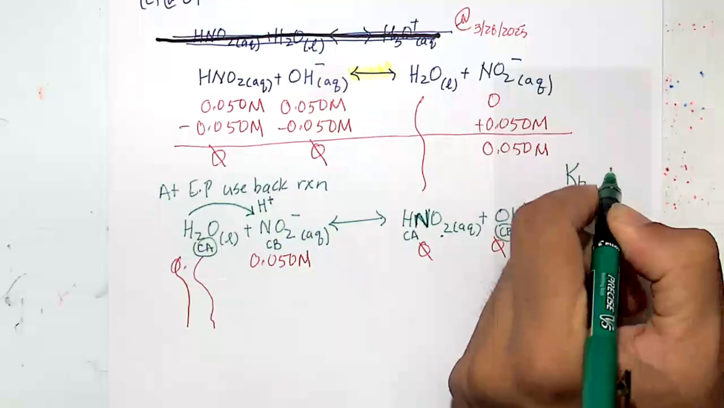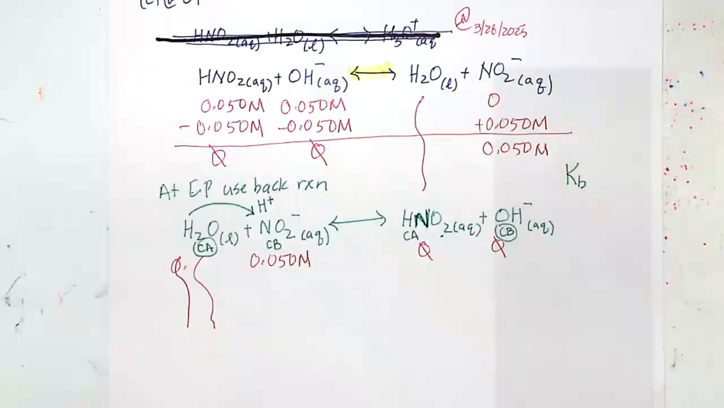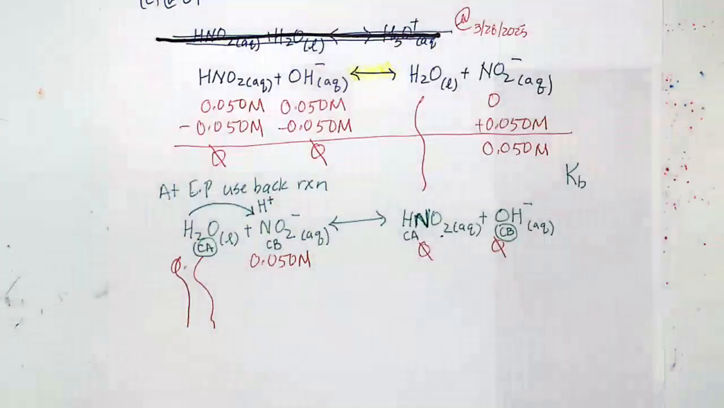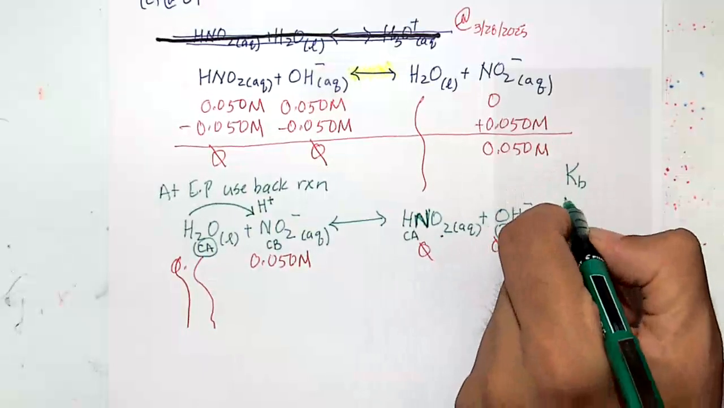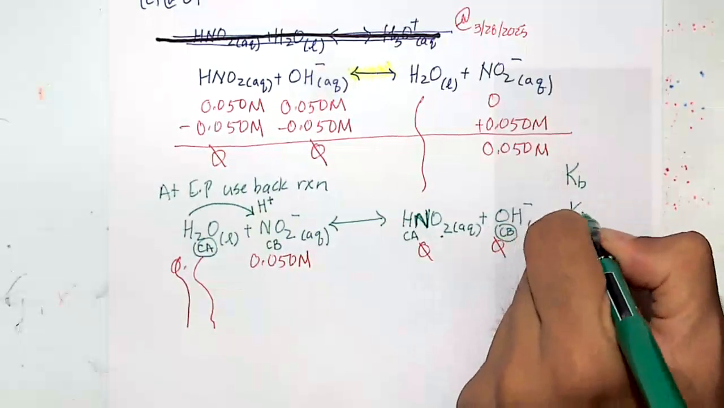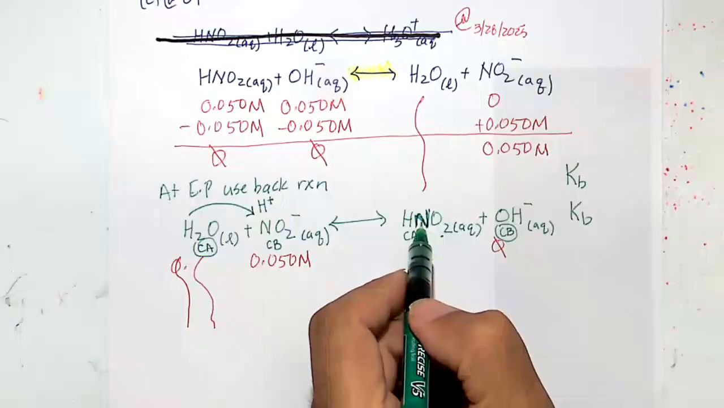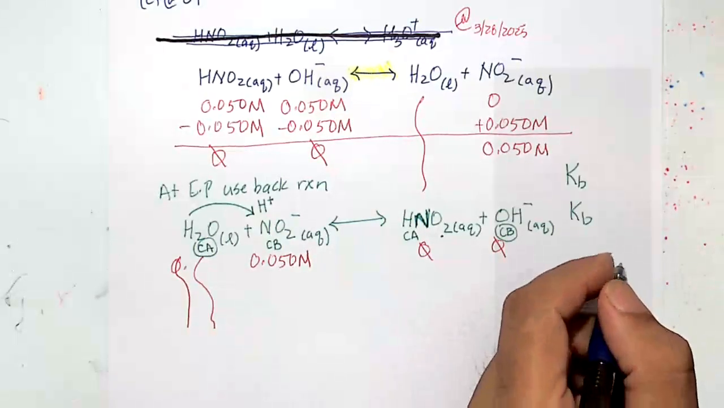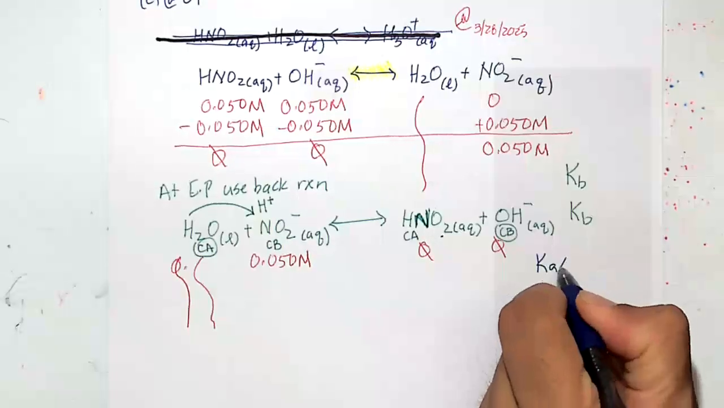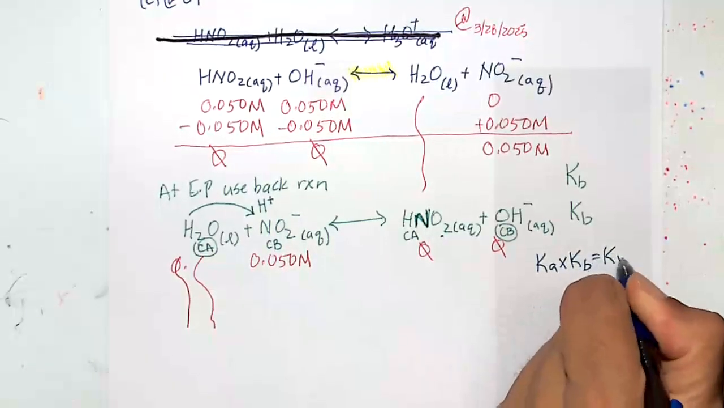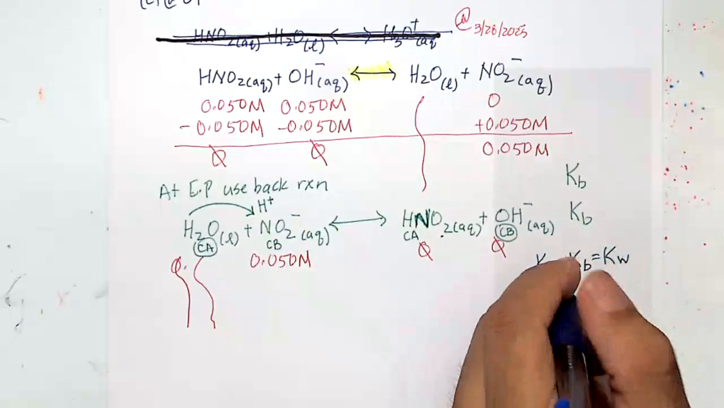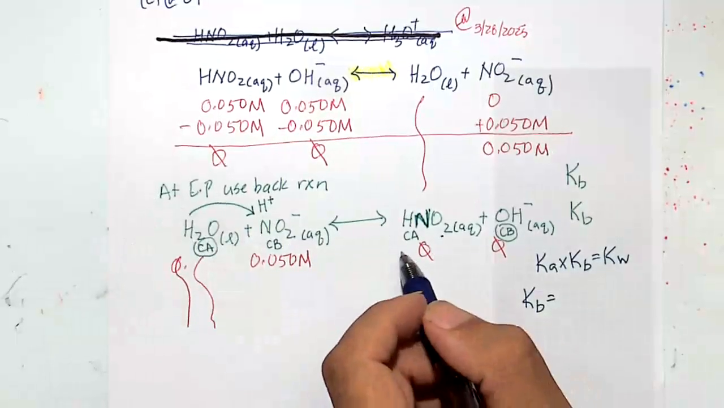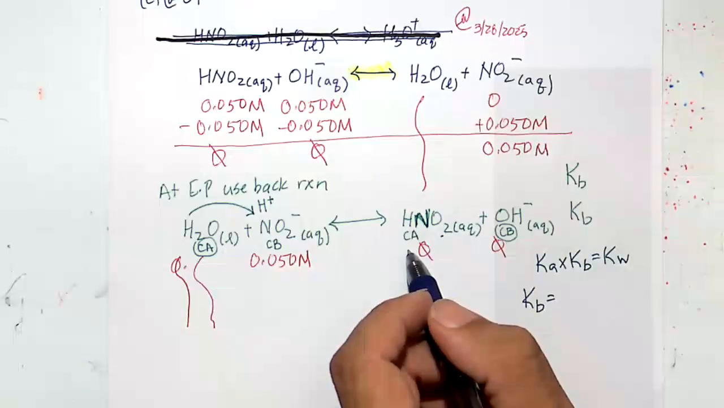Excellent, it's Kb. But how will we get Kb when they only gave us Ka in this problem? What's that relationship? This is Kb, you're right, Sam, but how will we calculate it when they only gave us the Ka? Ka times Kb is equal to Kw. Good job. So not only at the equivalence point you'll use the back reaction, but this back reaction is the Kb.